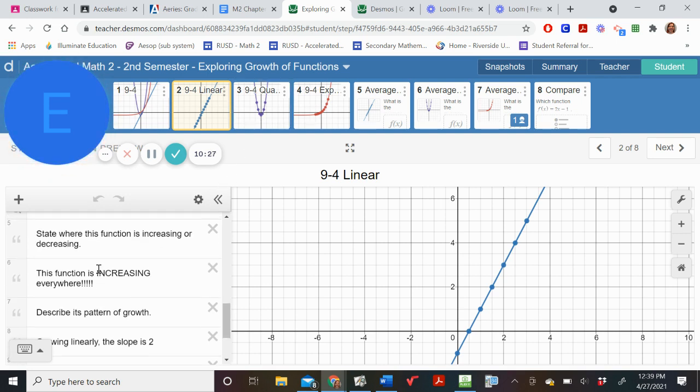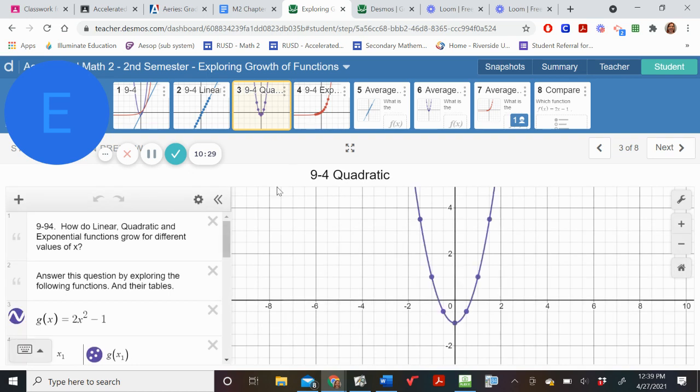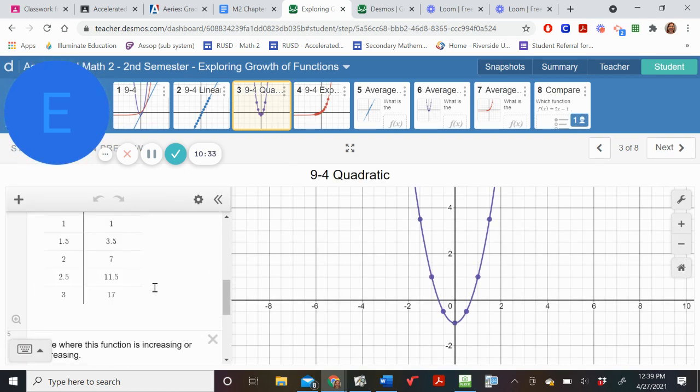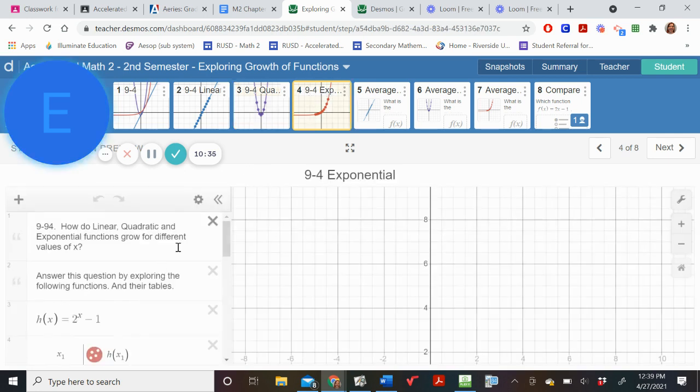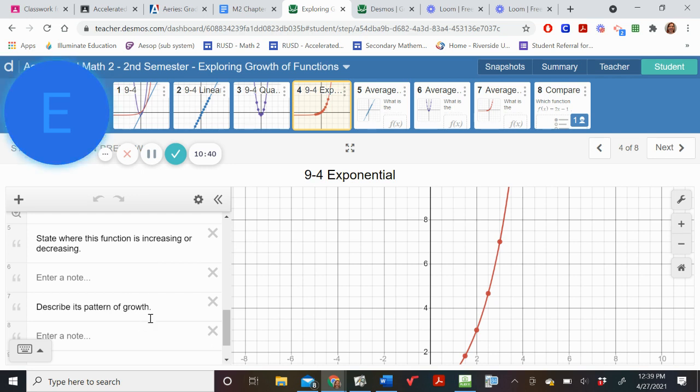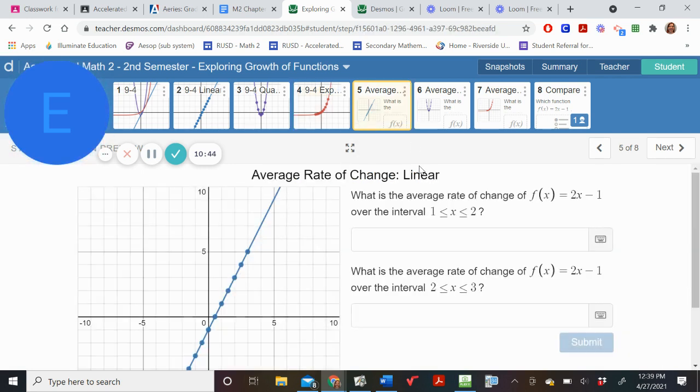You're going to answer those 2 questions for each of them separately. So then we have the quadratic. Answer those 2 questions. Then the exponential equation. Answer those 2 questions. Where is it increasing, decreasing? Describe the pattern of growth. Then we get into something a little strange, which is called average rate of change, which is also known as slope.